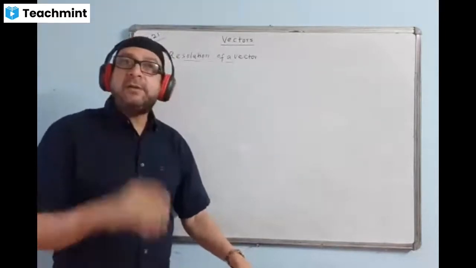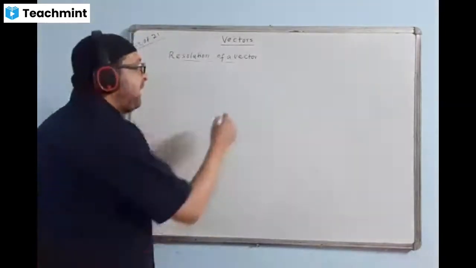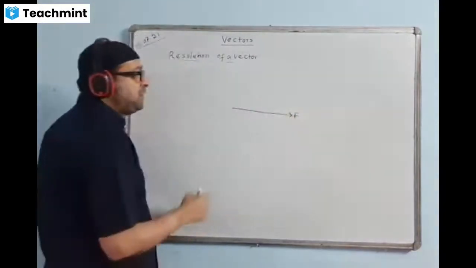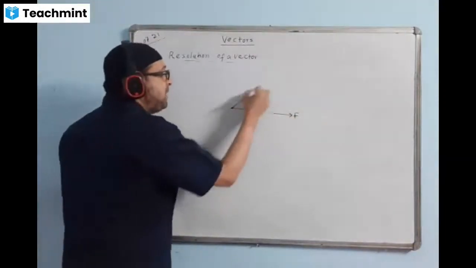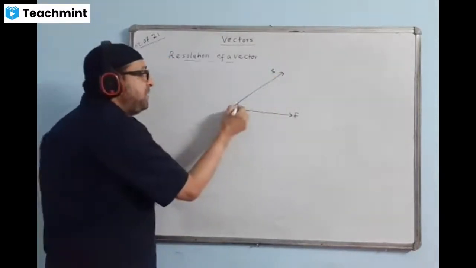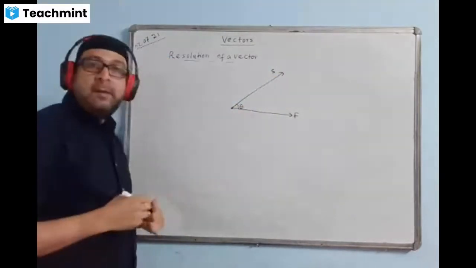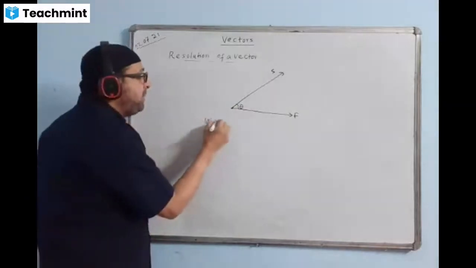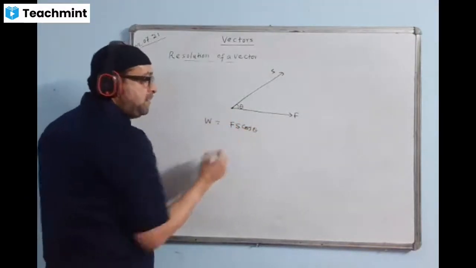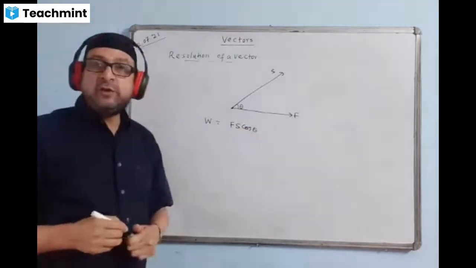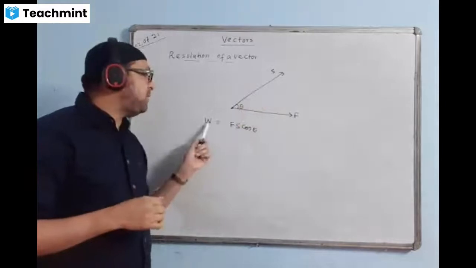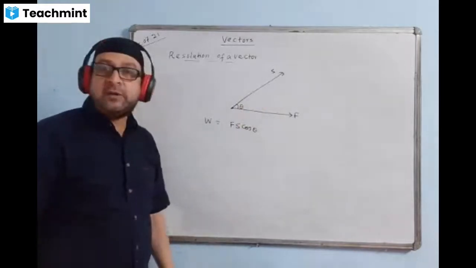Before that, I'll just tell you one thing. In class 10, we used to do this. If we have a force like this and a displacement vector like this, and the angle between them is theta, what is the value of work done? If you remember, the work formula used to be Fs cos theta. When there is an angle between force and displacement, the work done is measured by the formula Fs cos theta.